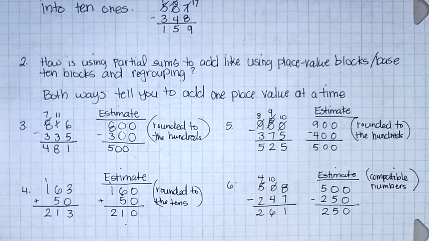That was easy. I couldn't do 0 take away 4, so I had to borrow a group of 10 from the hundreds. So now I had 400s instead of 500s, and I had 10 in my tens place. So 10 take away 4 was 6. Then 4 take away 2 was 2. So 261 is close to my estimate of 250. So I know my answer here is correct as well.